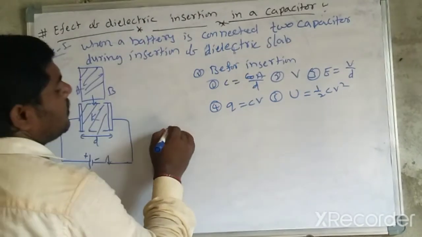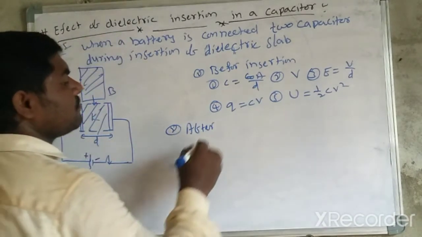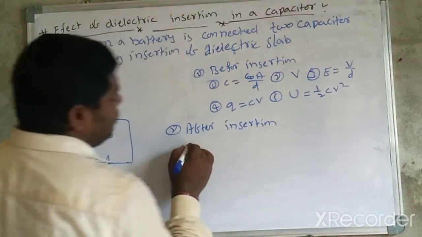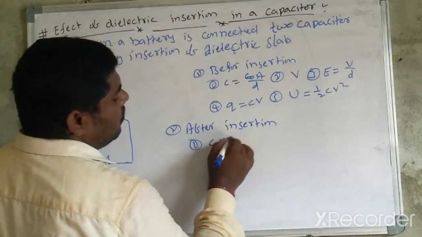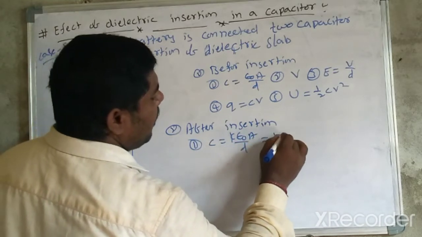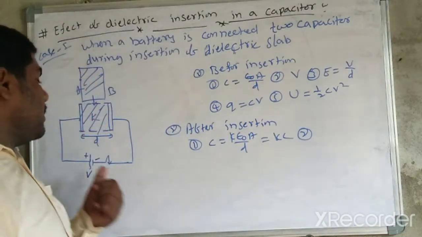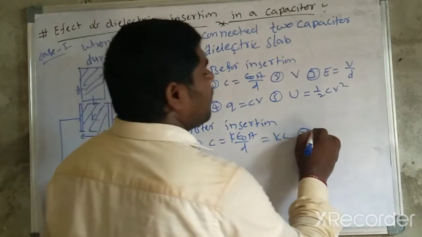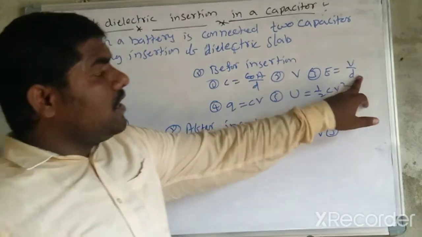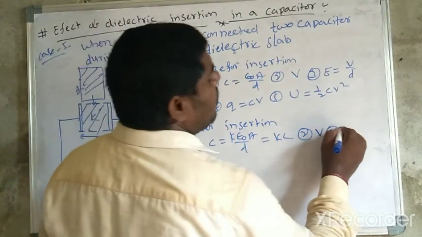So here in the second point, after insertion, the first parameter is changing: C is equal to K into epsilon naught A divided by D. That means K times of C. Similarly, the potential is not changing because of the battery only. So battery potential is not changing, and the separation distance D is also not changing. Potential is not changing, that's why the electric field is also not changing.